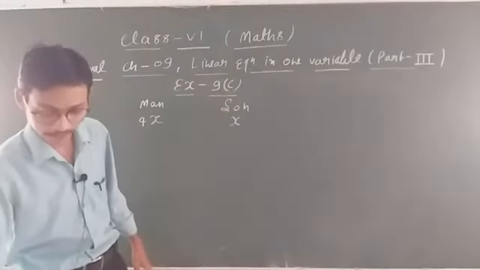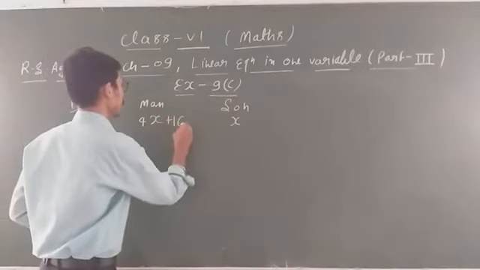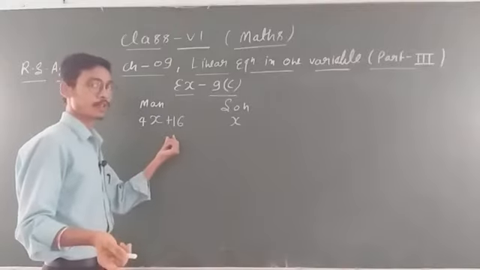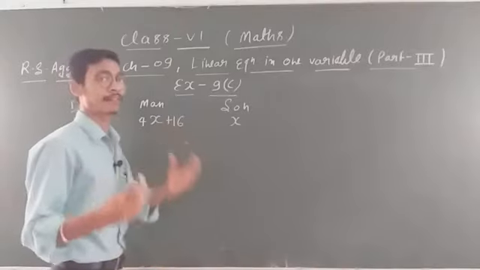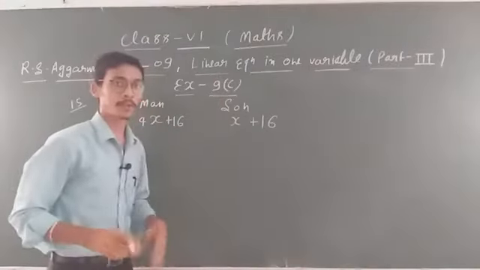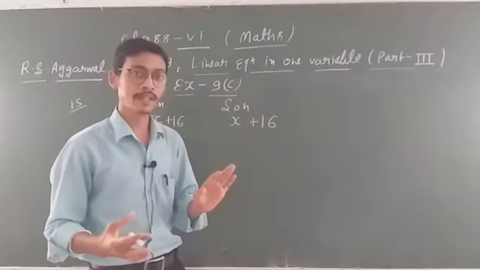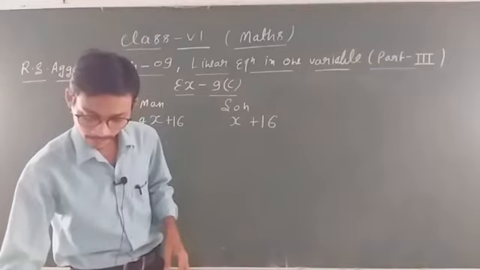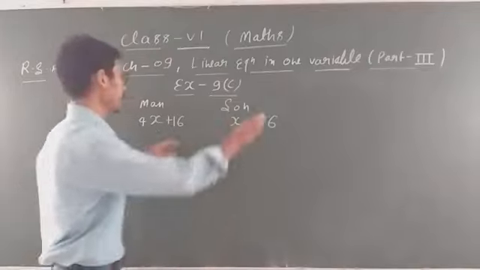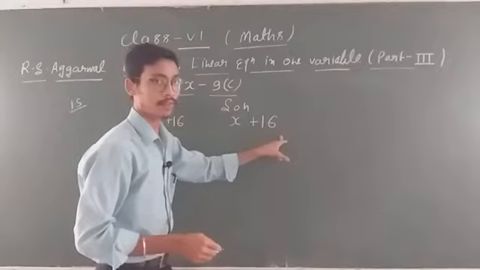Now next is given, after 16 years. After 16 years means plus 16. If the question said before, you would write minus 16, but after means plus 16. So the son's age is also plus 16, because if the father's age increases, the son's age also increases. What is given? After 16 years he will be only twice as old as his son. That is, after 16 years the father will be only twice the age of the son.